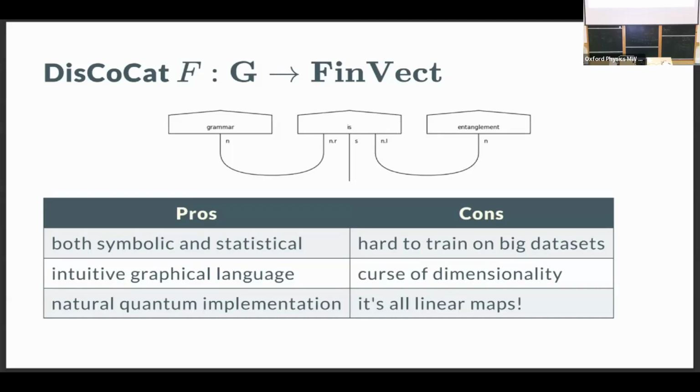The first one would be that it's really hard to train on big data sets. Each sentence has a different shape. You can't really batch sentences together to speed things up with GPUs the way you would in large language models like ChatGPT. And you've got this curse of dimensionality. If your nouns have 1,000 dimensions, which would be a typical number for some large language model, then in this case, you would need adverbs to have 1,000 billion dimensions.